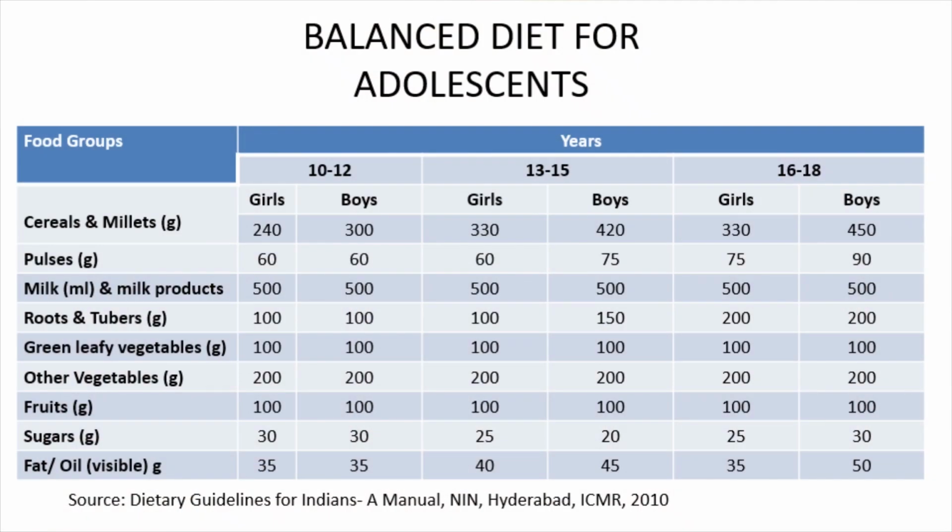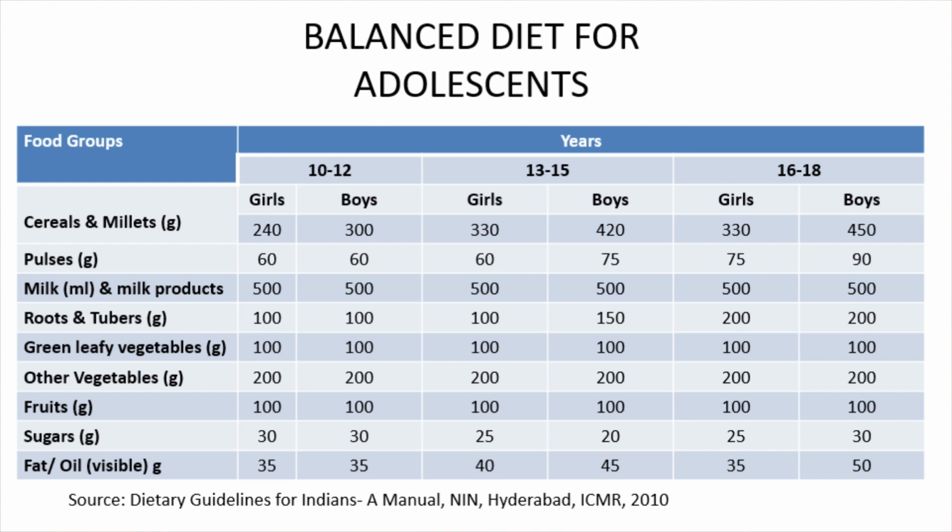teenager. Next we talk about balanced diet for adolescents. So in this table I have given the food groups which should be had by the teenagers in different age groups. I have also included in this table the 10 to 12 year age group. So adolescence ideally starts with 12 years. So you can see the first column as well, and then I have given the cereal and the food group distribution for the 13 to 15 year age group, and thereafter for 16 to 18 year age group.